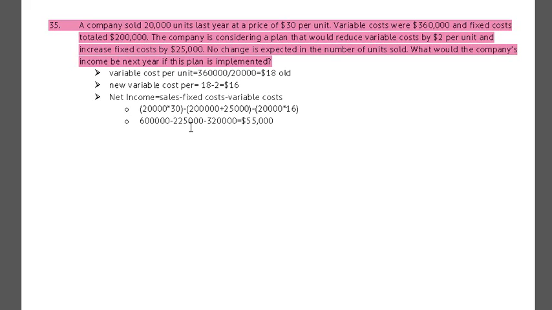We've calculated our new fixed costs at $225,000. Now we just have to calculate our variable costs. Our new cost per unit is going to be $16 per unit. So we multiply this by our number of units, 20,000. That gives us $320,000. Now we can calculate our new net income from our formula. $600,000 sales minus our fixed cost of $225,000 minus our variable cost of $320,000 gives us a net income of $55,000.